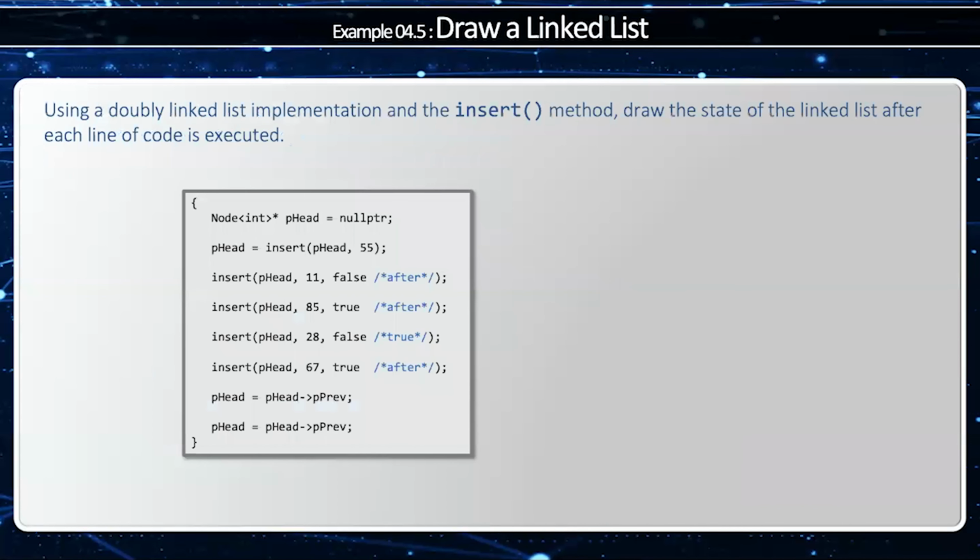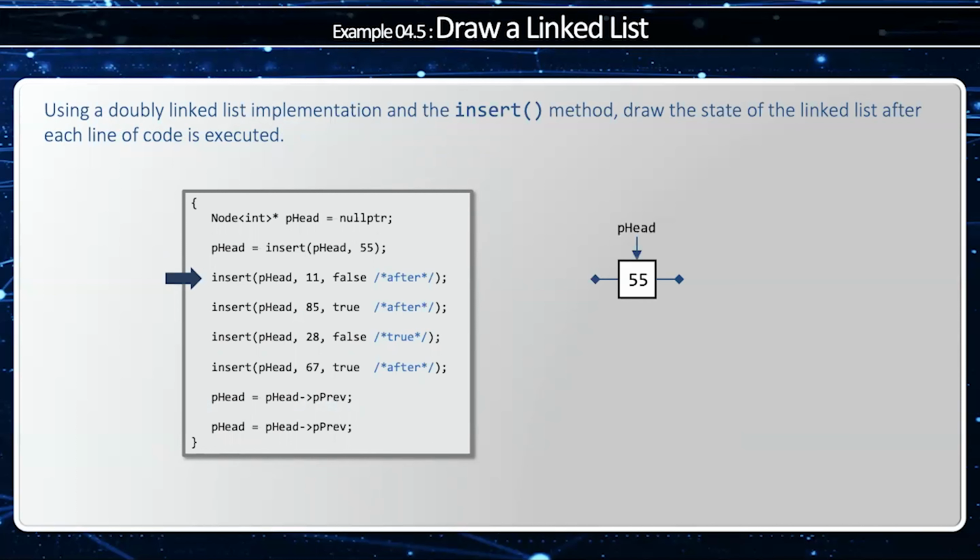I'm going to have some code here where I'm going to first allocate a new node, pHead, and give it the null pointer. Then I'm going to insert to pHead 55. And this will create 55 with the next and previous pointer set to the null pointer. Now I'm going to insert 11 before 55. Notice how after is set to false.